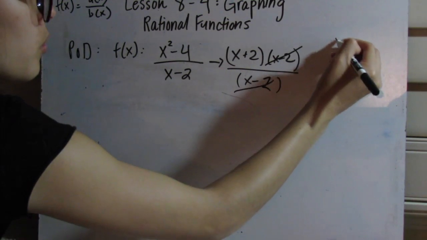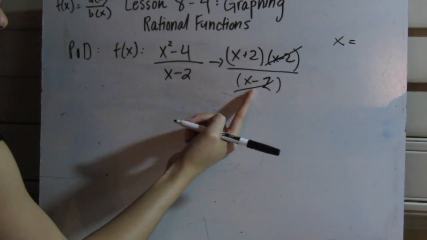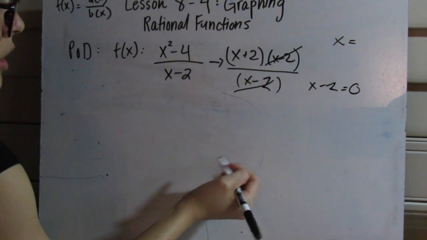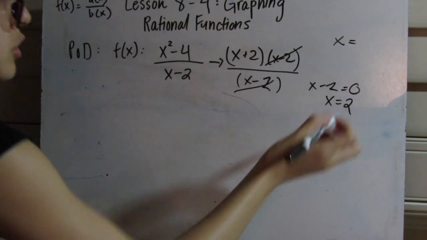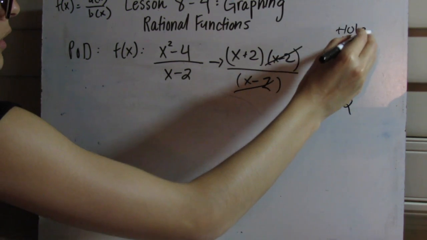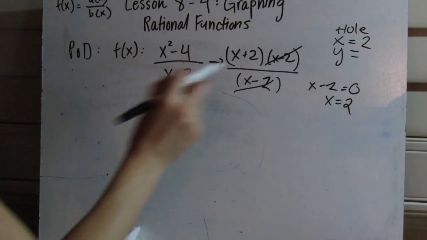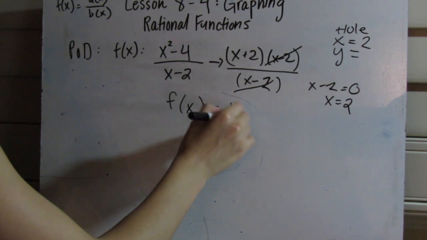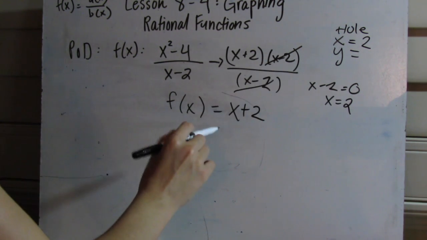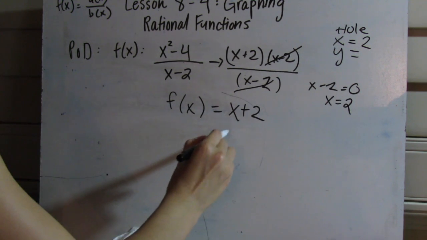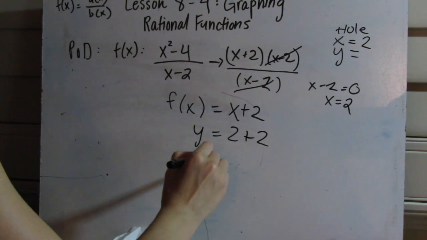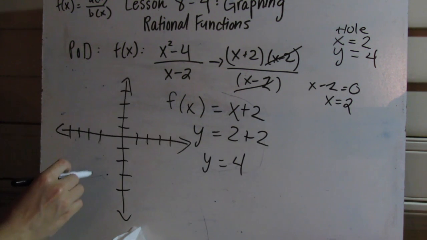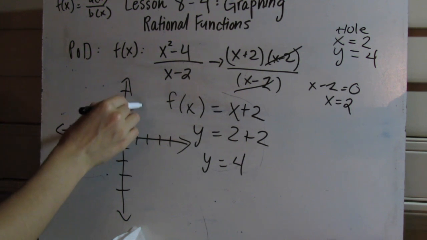Your x value for the hole is going to be, if you set this factor that you just canceled out, the x minus 2, equal to 0. When you do that, x is equal to 2. So you know that the x value for your hole is 2. So now that you have your x value for the hole, you're going to plug it into your new equation, which I forgot to write down here, which is just the x plus 2, because remember these canceled. So you're going to plug 2 back in, you're going to get 2 plus 2, so your y value for the hole is going to be 4. So when you draw your graph, you're going to have a hole at positive 2, positive 4.